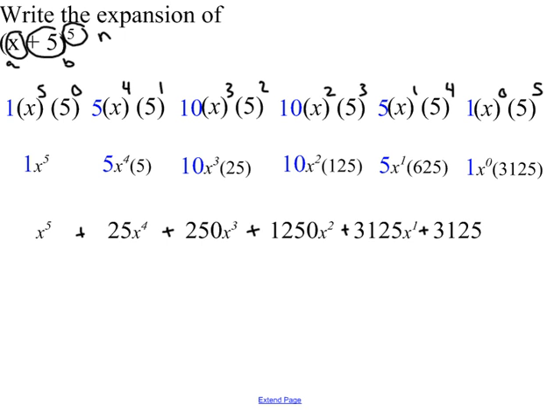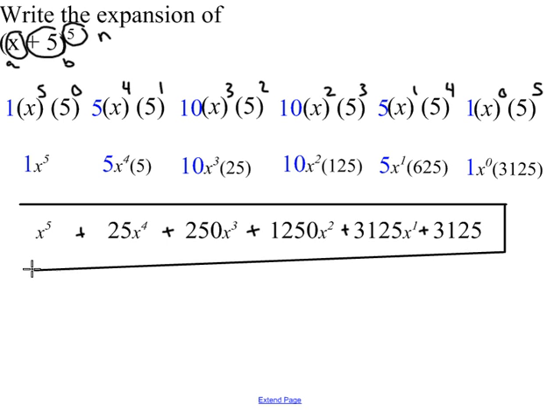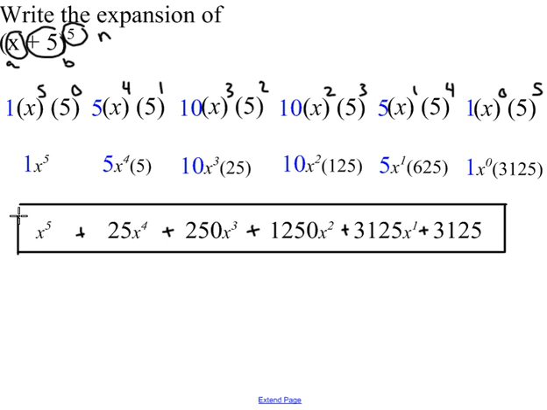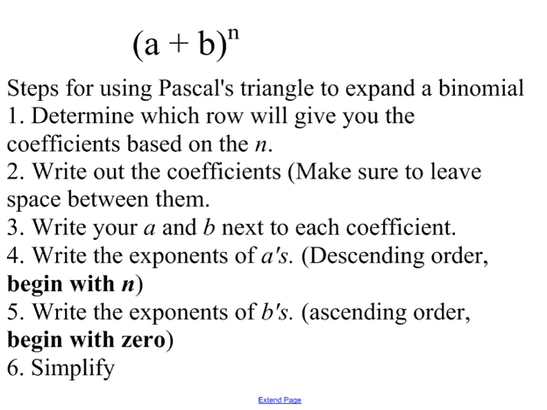So you can see it definitely does help to know those patterns. It really saved us a lot of time when it came to multiplying x plus 5 by itself 5 times. Okay, here are some steps for using Pascal's triangle and your knowledge of the pattern with the exponents to expand the binomial. So I would pause this video and write these steps down if I were you.